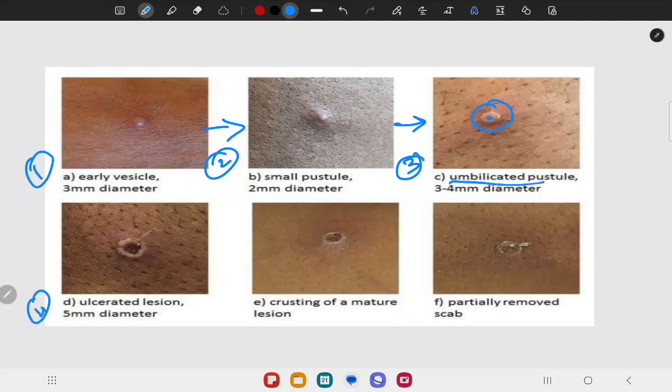Then these umbilicated pustules become ulcerated, because there is ulceration present in the skin lesions. These ulcerated lesions then get converted into crusts. So there will be crusts present in the lesion, a crusted lesion, and finally it converts into a scab. So these are the stages of the skin eruptions.